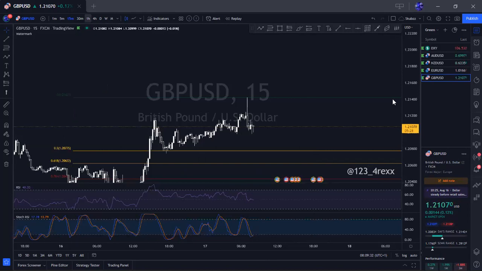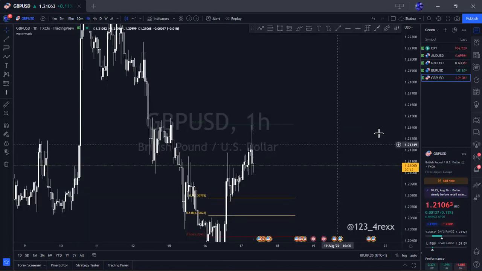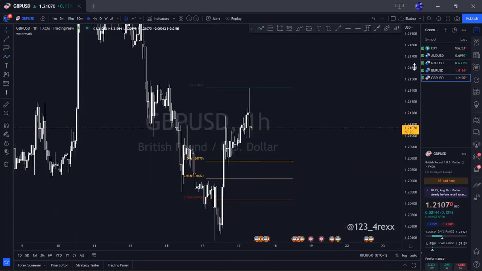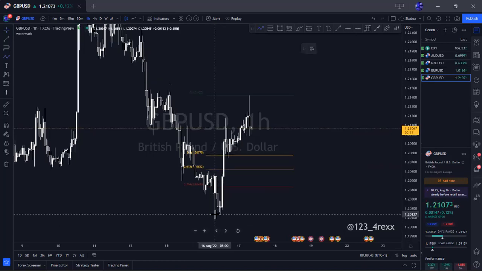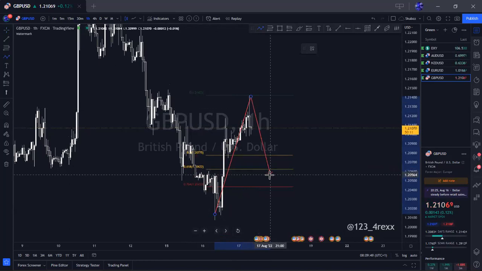But then I checked my 1H. I was like, nah, we already shifted structure here. We broke this high here, and we shifted structure. What I'm supposed to be looking out for is buys, not sells, no matter how tempting that candlestick was. I was like, okay, let's calm down first.